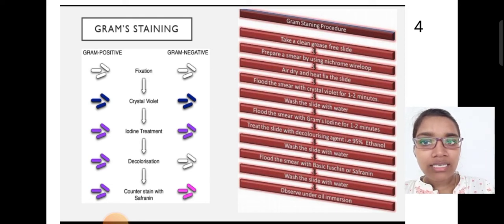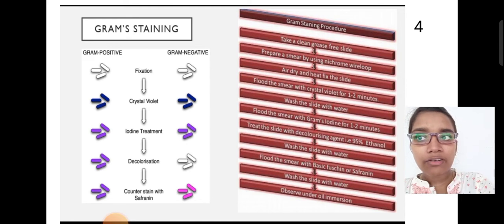And after that we have to clean the slide with water, and then safranin is added, which is acting as a counter stain, and it gives the red or pink color to the gram negative bacteria. And after that it is identified under the microscope. In this slide we have to observe the gram positive and gram negative bacteria.